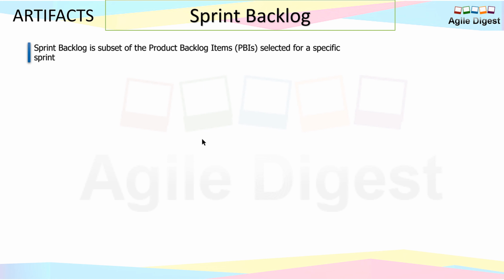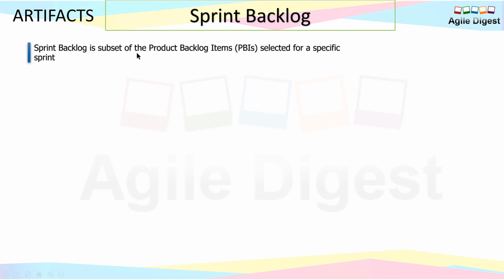Also we have three artifacts in Agile: sprint backlog, product backlog and the increment. We'll talk about increment a little later or in another video, but let's try to understand the sprint backlog. We'll soon demonstrate this in Jira to find out how that actually happens in Jira itself.